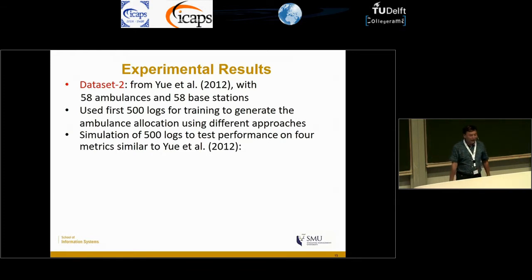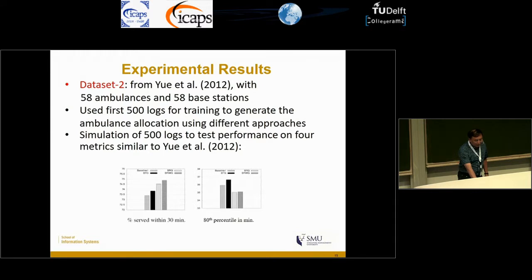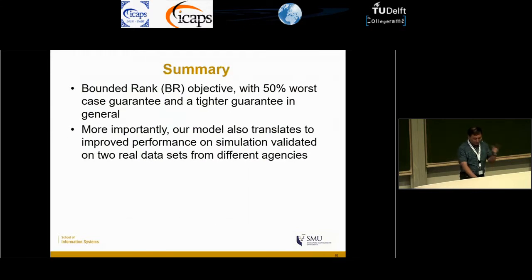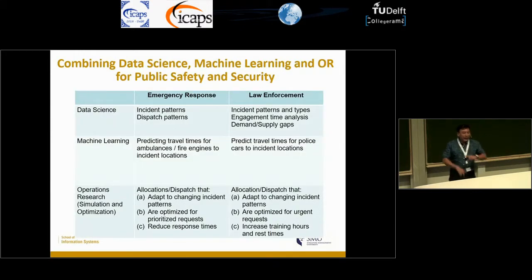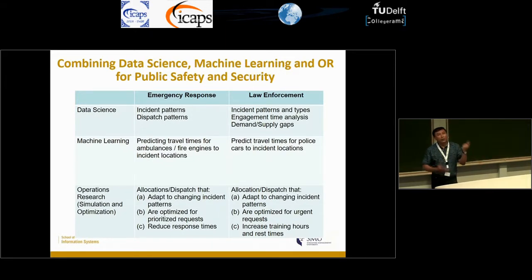Now, I'm down to 1 minute, so the second data set I will just skip, and I'll just say that this is what we have done. In the larger context, what the group is trying to do is to combine OR with data science and machine learning for public safety and security problems. I've given you 2 sets of examples. One is what I've just presented on emergency response. There's another line of work on law enforcement as well.